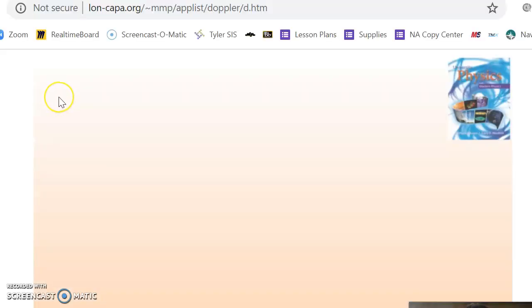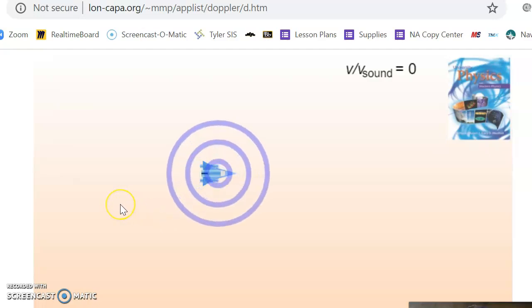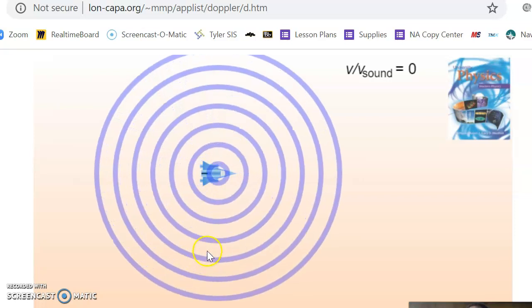Found this nice simulator at lonkappa.org, and it will let you place an object that's producing sound, and you'll see that the sound moves out in all directions.